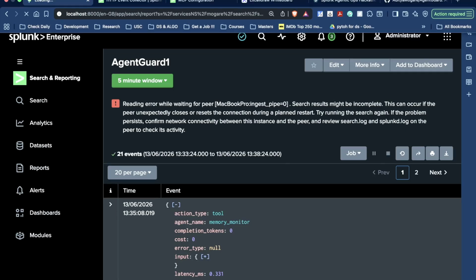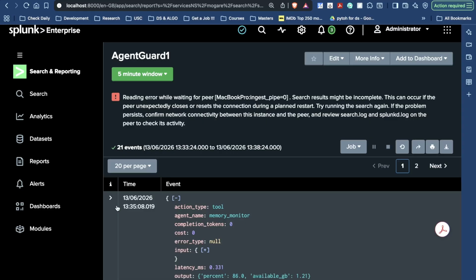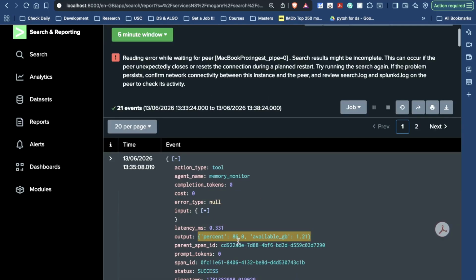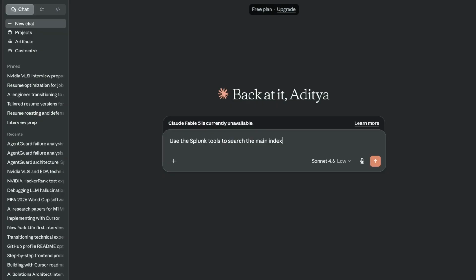Here you can see the Splunk Enterprise where all the agent actions have been traced. Now we can move on to the Claude workflow, wherein we can type our natural queries in English. Here we have used the main index, as index is the one which is used as a query parameter. And AgentGuard is to be mentioned in the query, just so Claude gets more specifics about it.